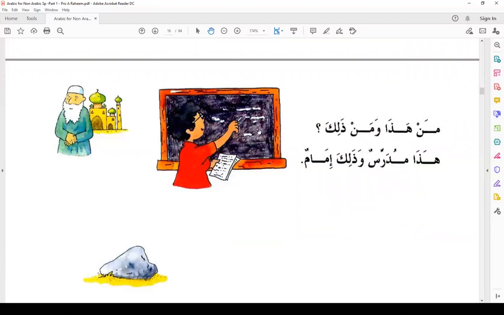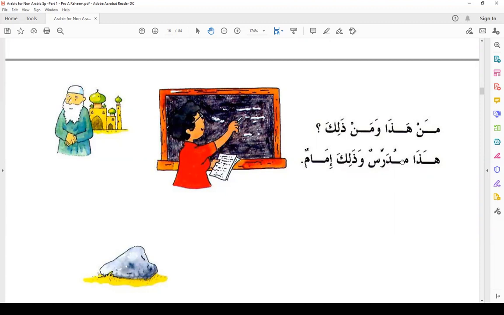We will now also apply the same concept of hadha and dhalika as regarding human beings. So if someone is close to us, we will say man hadha. And if a person is further away from us, like if a person is standing at this point here in front of the board, you will say man dhalika. Who is that? So the question here is man hadha or man dhalika. Who is this and who is that?